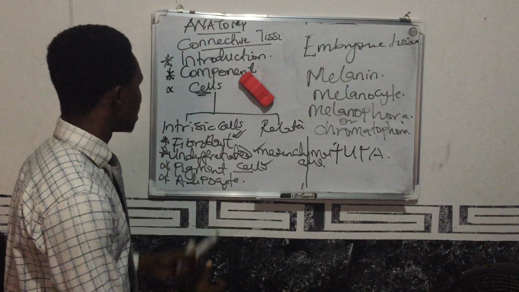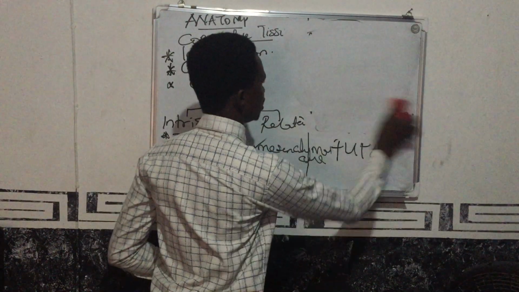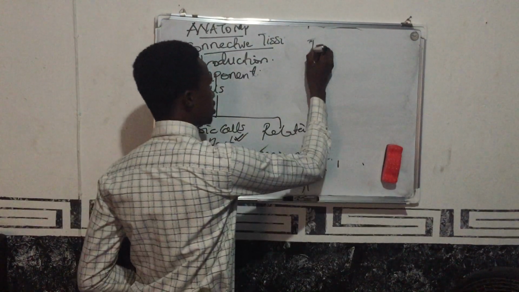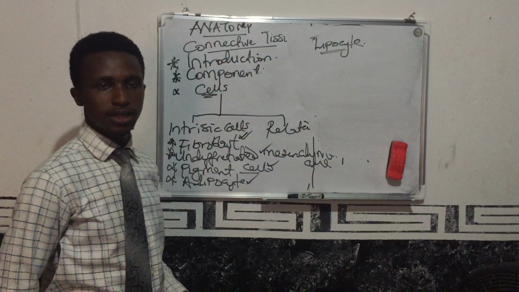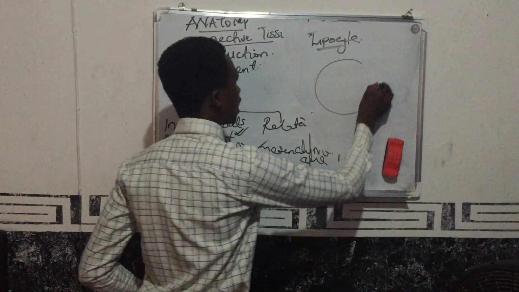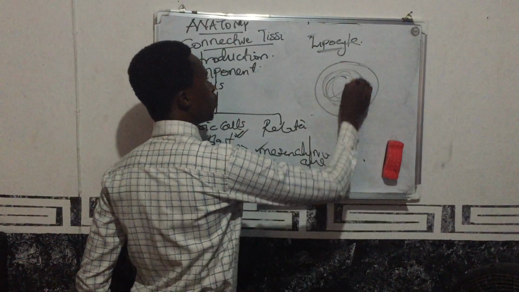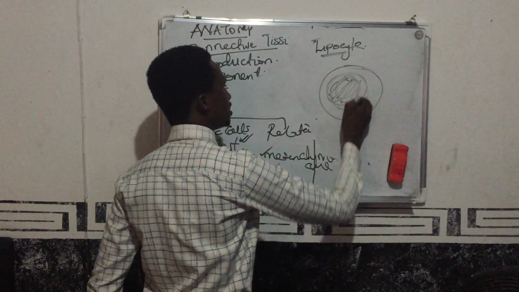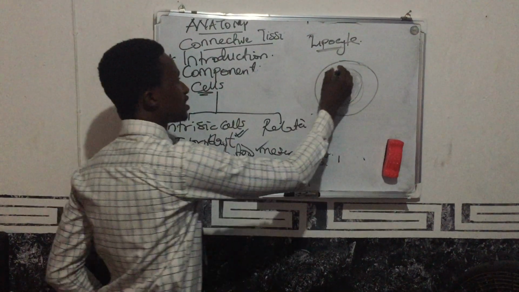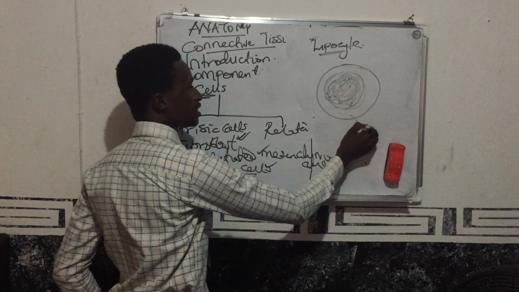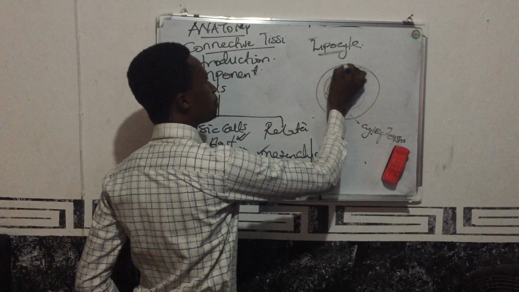With that, we move to the last intrinsic cells, known as adipocytes. Adipocytes are also referred to as lipocytes. In an adipocyte, the center of the cell is filled with fats. That's why we also call it lipocyte. The center is a large droplet of fat, such that the cytoplasm is very thin, and the nucleus is pushed to the periphery.